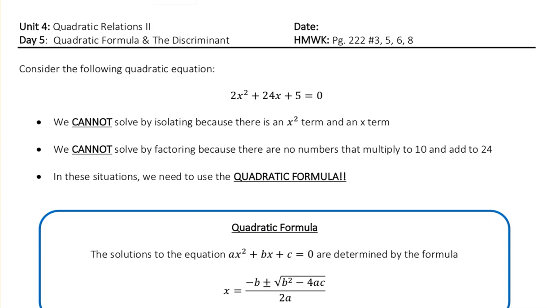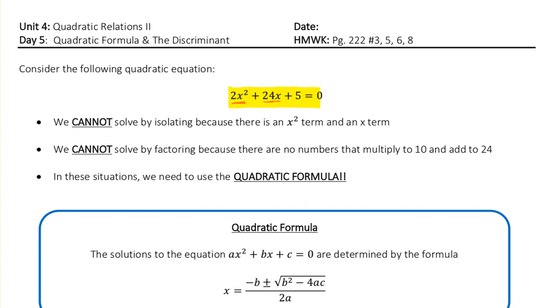Okay, this first little bit here tells us to consider the quadratic equation 2x squared plus 24x plus 5. If I asked you to solve it, which means the x-intercepts or the solutions, we can't do those things by isolating. So in the last lesson we were isolating, but here there's an x squared and there's an x term. When we have more than one variable term involved, we can't simply isolate. The next step we would look at is factoring, and things we've done multiple times before.